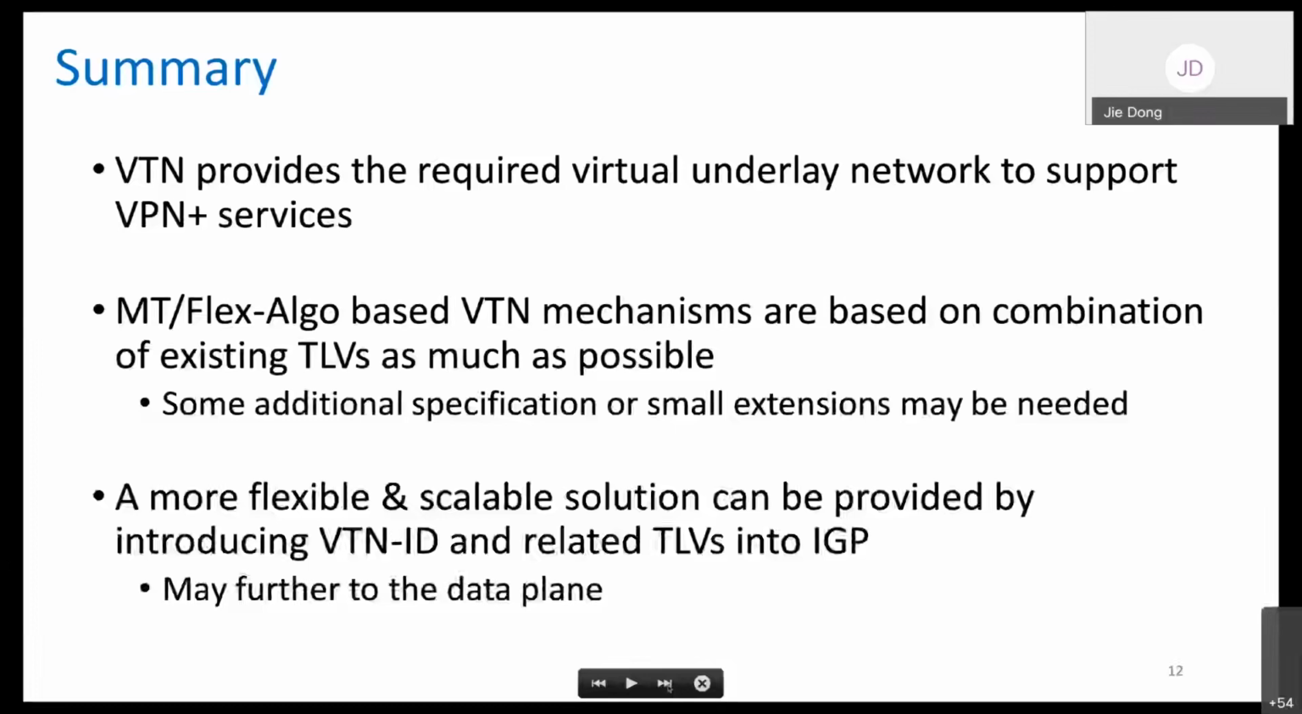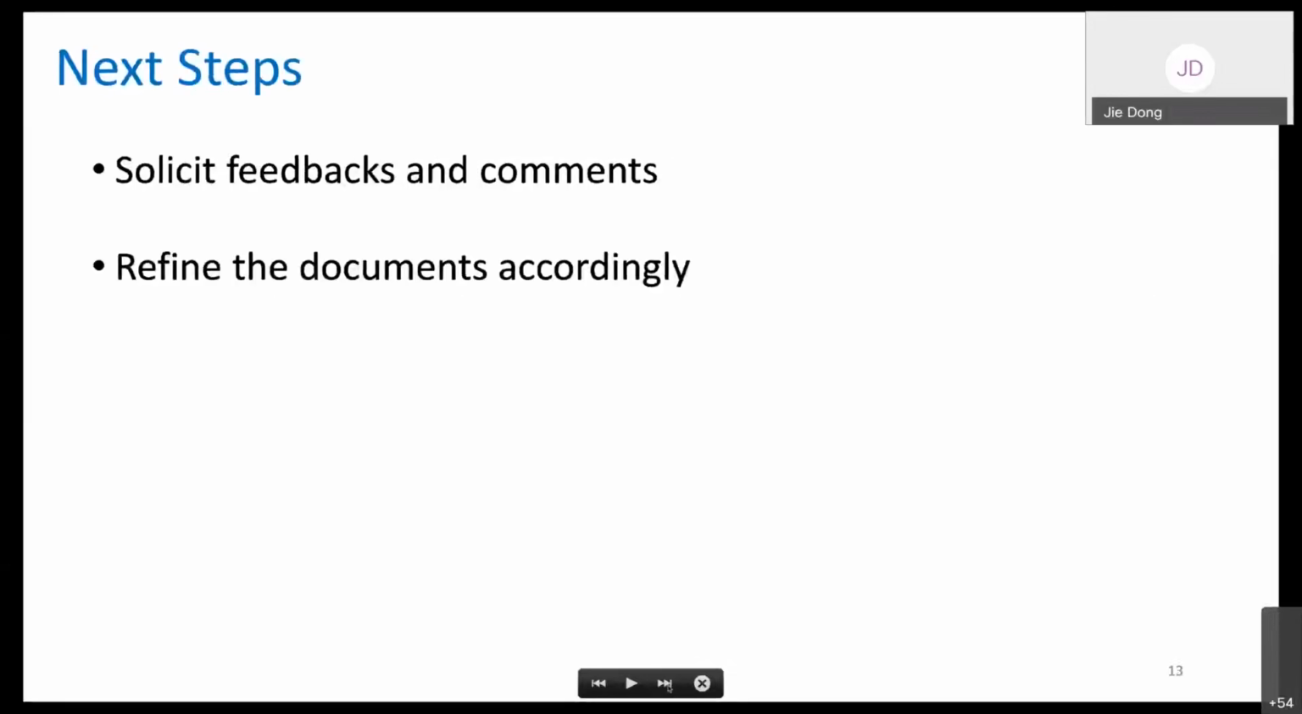Okay, next slide. Okay, so for the next steps, we would like to hear feedback on these proposals, whether some of this needs to be refined, and how we can move forward. Okay, that's all from me.